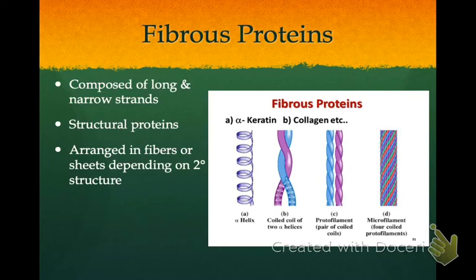Structural proteins being things like fur, your hair, your fingernails, and they're arranged in fibers or sheets in the secondary structure. And most times, though, they are formed by the alpha helix coming together and just continuing to coil together with other alpha helixes to form these fibrous proteins.